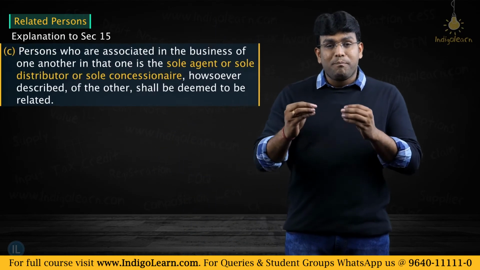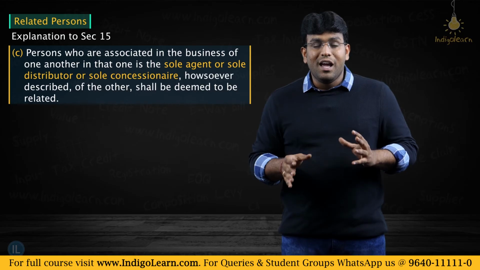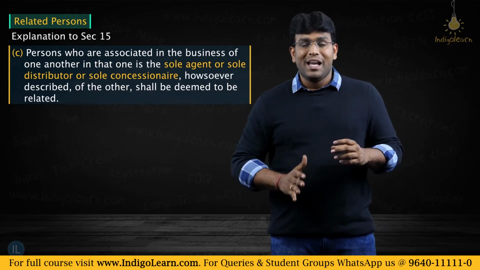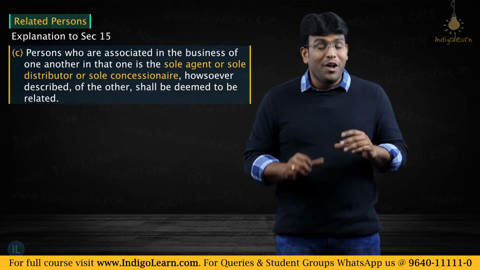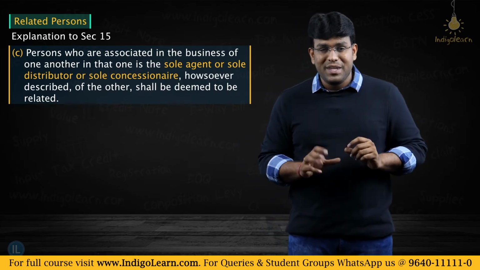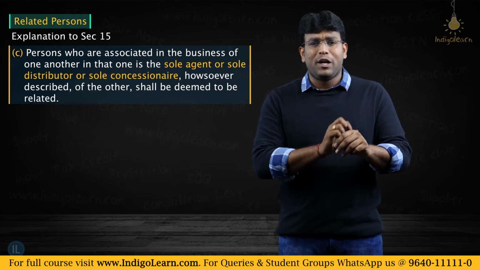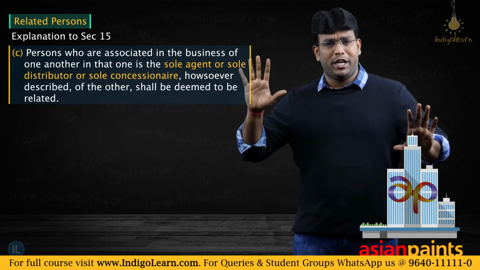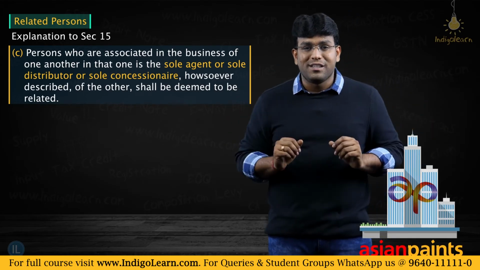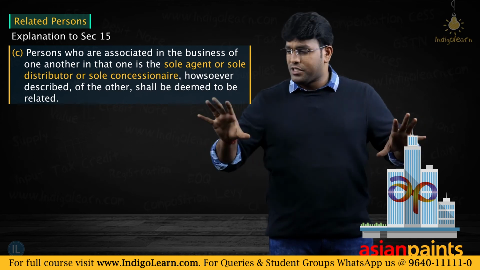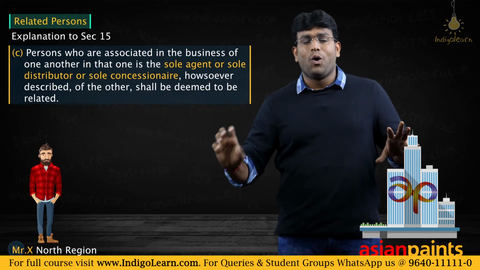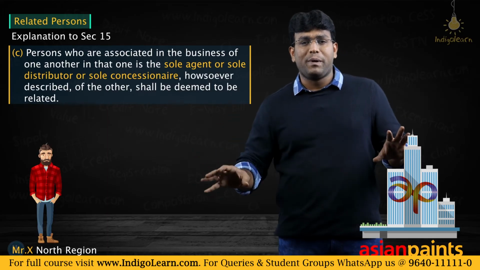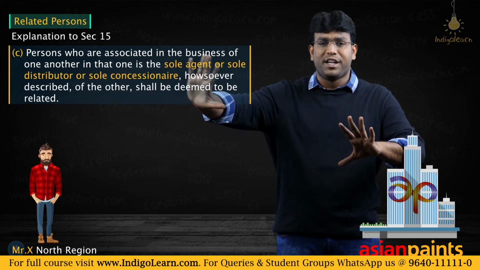Another interesting issue, the law also told that persons are called related persons if one of them is a sole agent or a sole distributor. What does that mean? Example, let's say there is a company called Asian Paints. We all know Asian Paints, very popular for paints. Let's say one person called Mr. X is the whole and sole dealer. X is the whole and sole dealer for Asian Paints for the entire northern region.